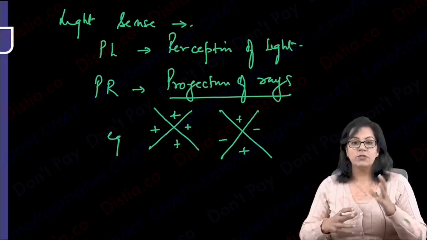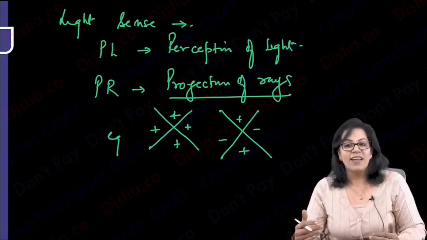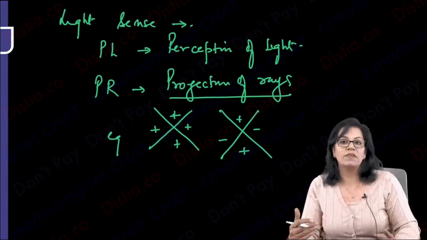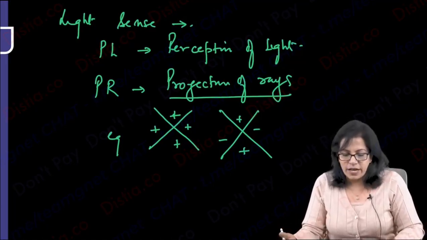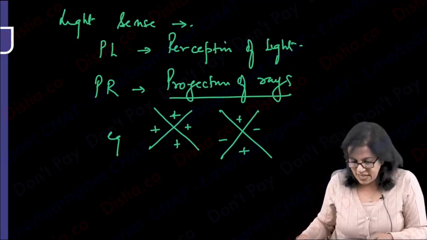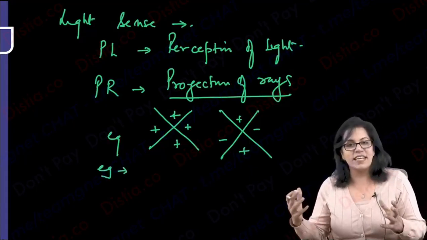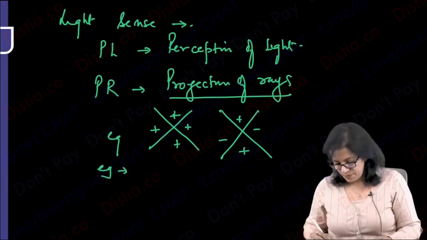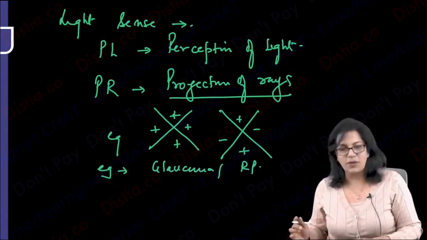So can you understand the projection of rays can be affected wherever the peripheral retina is affected first. And we have learned one disease where peripheral retina is affected first, or the peripheral vision, that is glaucoma. Or it could be retinitis pigmentosa, right? And so on. So it is helpful in these diseases to understand the health of the peripheral retina, like glaucoma or retinitis pigmentosa and so on.